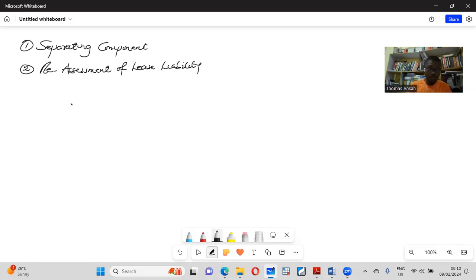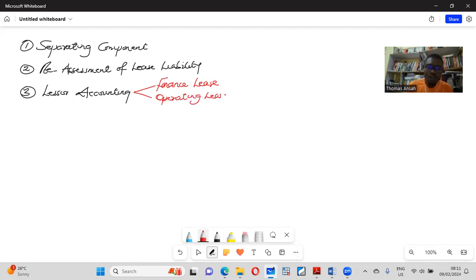Then we're going to also look at lessor accounting. And don't forget, unlike the lessee accounting, in the lessor accounting, we still go by the way it used to be in IAS 17, the olden one. So we're going to split into finance lease, and we're going to split also into operating lease and see how each of them will be recognized.